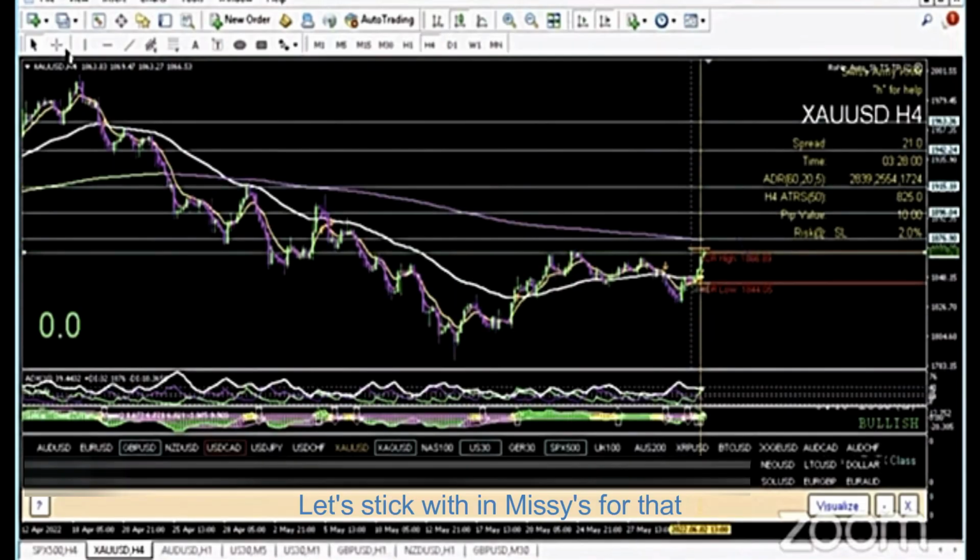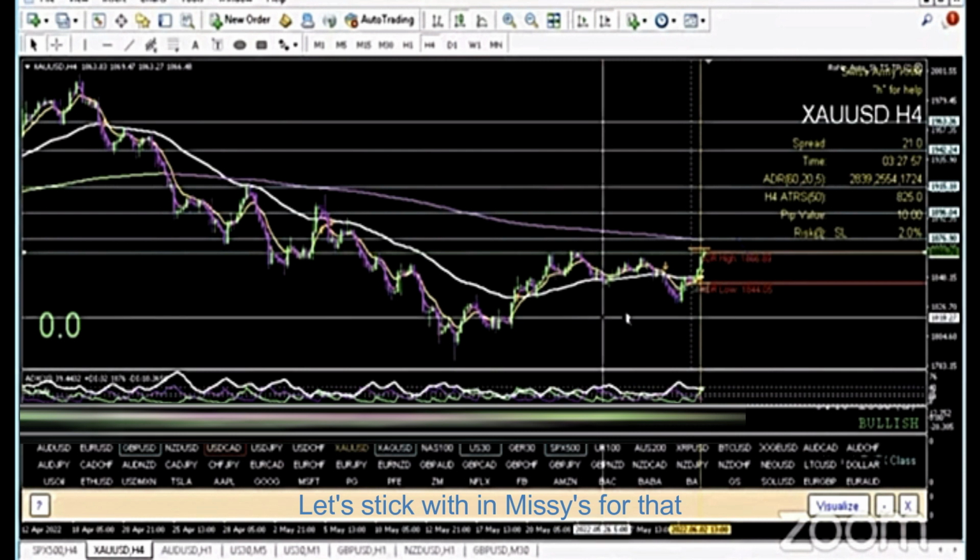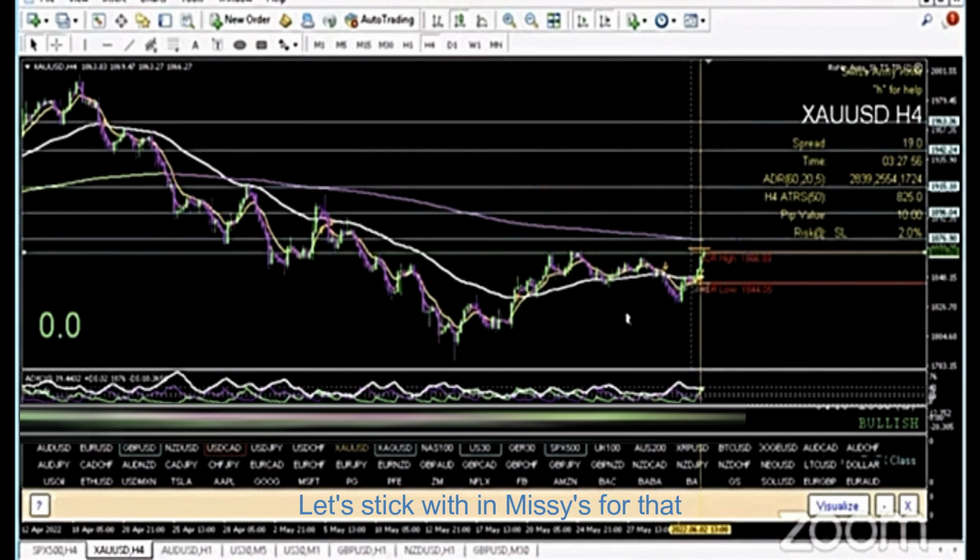Hugo's Way. It's definitely indices. Okay, so let's stick with indices for that conversation and with this broker particularly. So let's go to an index. First thing I really want you to pay attention to is the Swiss Army knife, please, because I'm going to find it. Where is it at? $10. So pip value: this pair is worth $10 per pip.